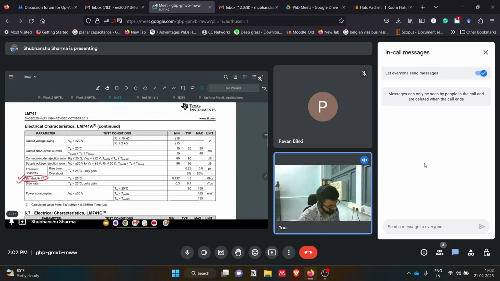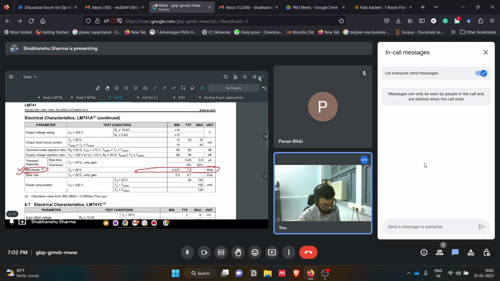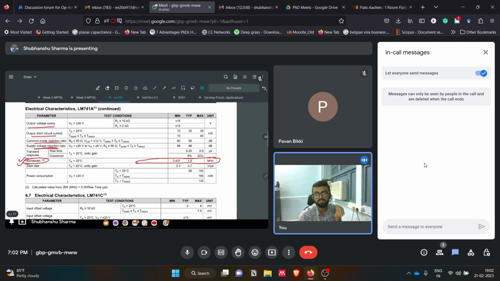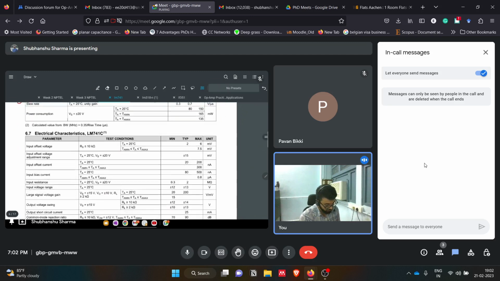You will have to look at this in order to say till what range it can successfully amplify the signals. But you should know other parameters also, like voltage swing, short circuit current, common mode rejection ratio. These are also required, as is supply voltage, when you are precisely making a circuit which cannot bear even a single noise. Then you will have to consider these factors also. CMRR is a very important factor to consider. So these were the things.